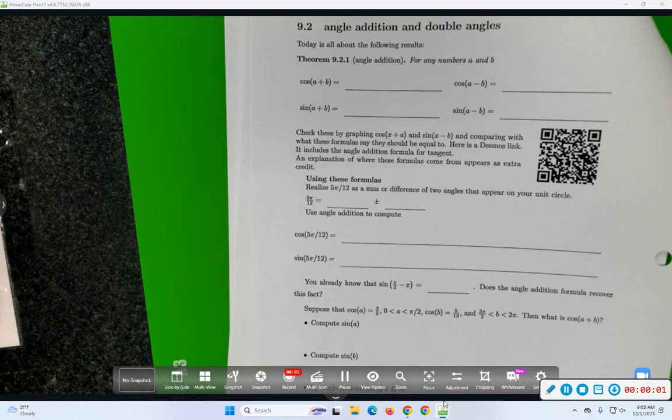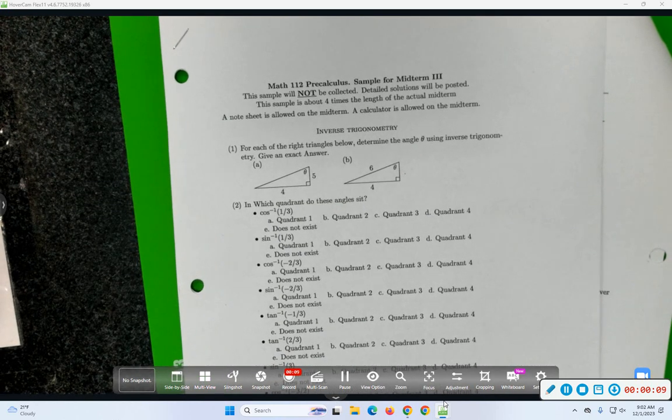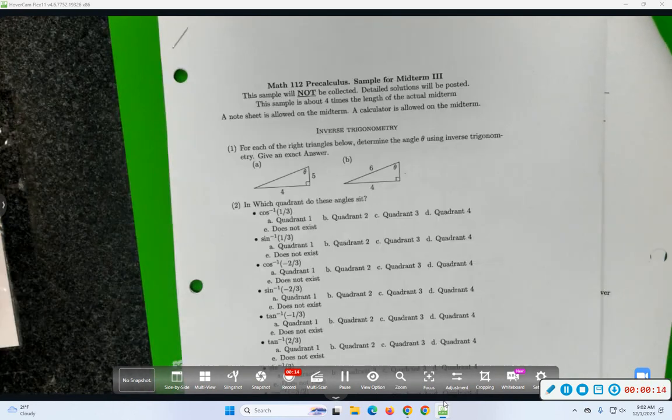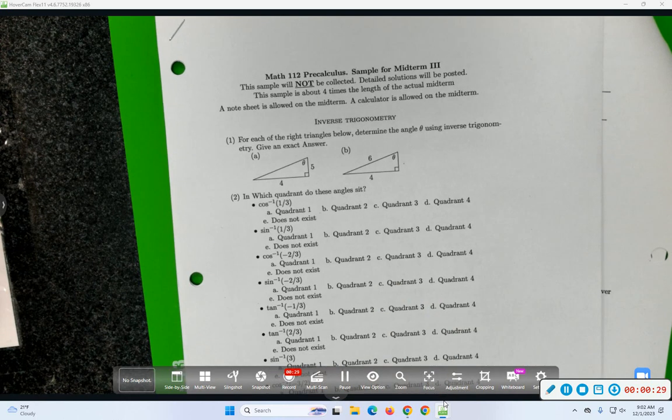Actually, by even just looking at what's in this sample plot, the mid-column is first a confidence building exercise. You know all of these things. There are a ton of questions here, like inverse trigonometry. One, use inverse trigonometry to find some angles given some information in a right triangle. You know how to figure out what quadrants various inverse trig functions sit in.